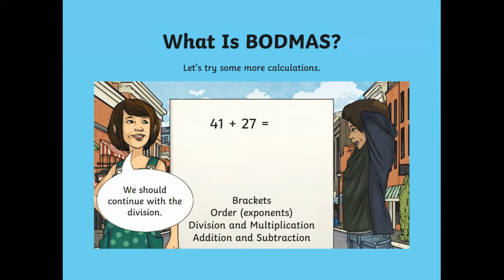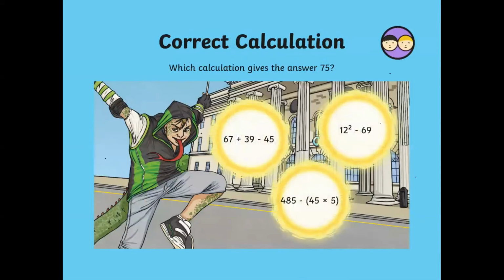So that becomes 27, and then if we add those two, because that is the only thing left, is addition. So we don't have to worry about order. So we get an answer of 68. Okay, so now let's practice this.